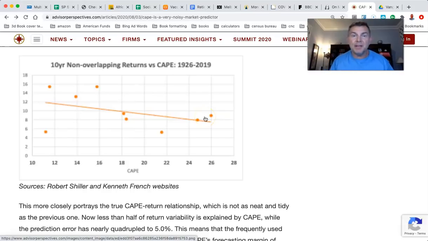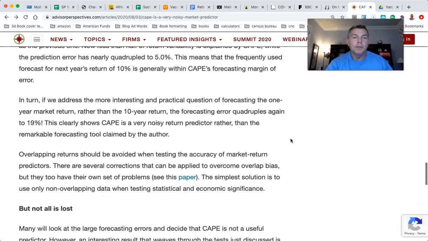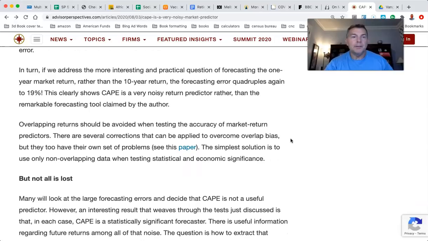We only got 9 sample sizes. That's it. An N of 9. And 2 of these N's have the highest Cape, and they have higher returns than the lowest Cape there is. Crazy.